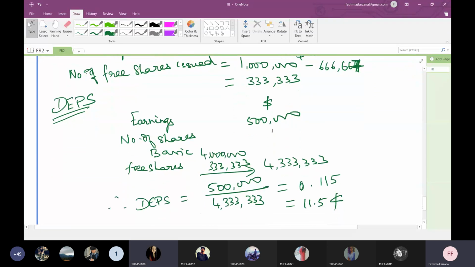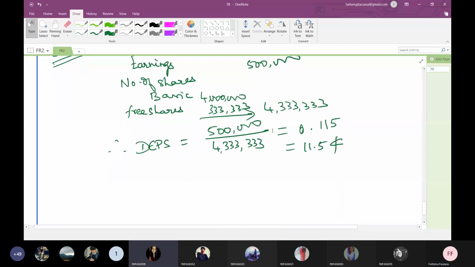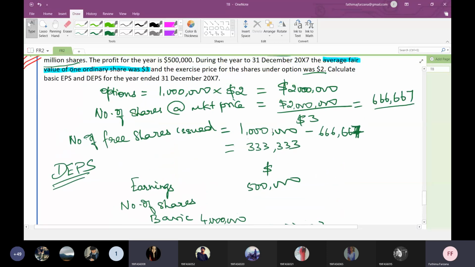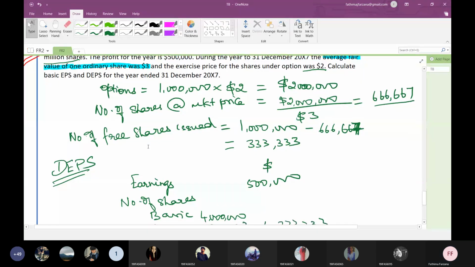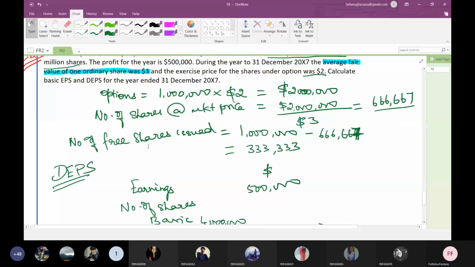Then, ma'am, what about that 666 number of shares? That is the actual rate. Based on the actual rate, you would have got this. We are not taking that. We are just finding the diluted EPS. For diluted EPS, you have to always pick the free shares with the basic amount. Not 500,000, basic 4 million. With that, you have to take only the free share.